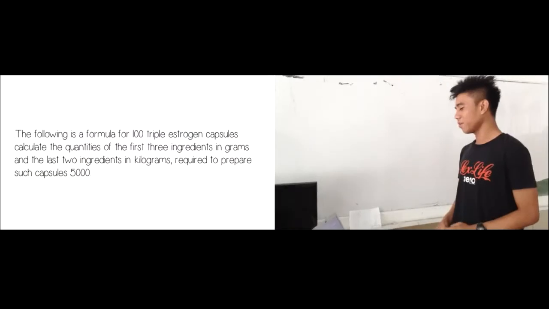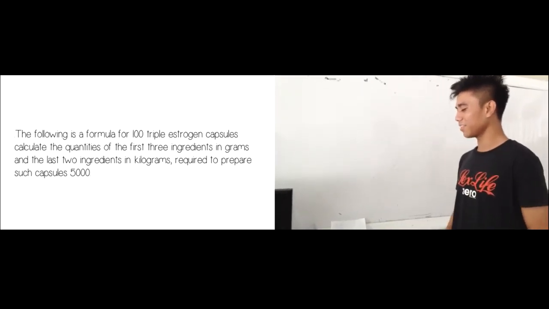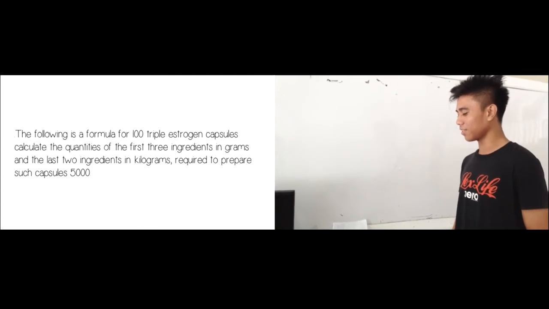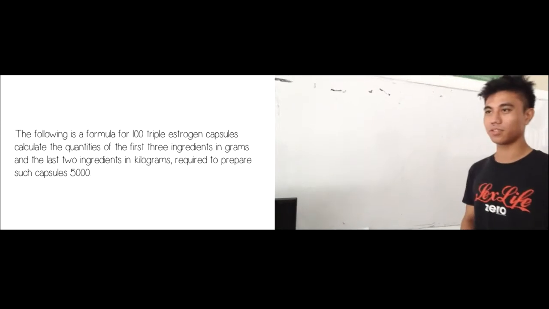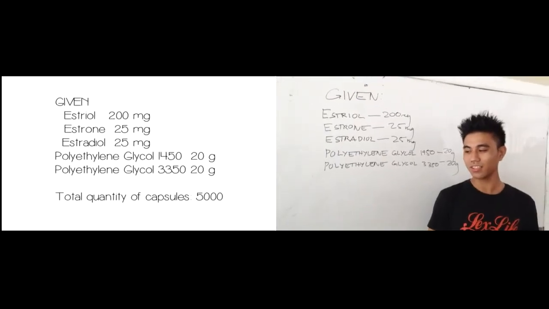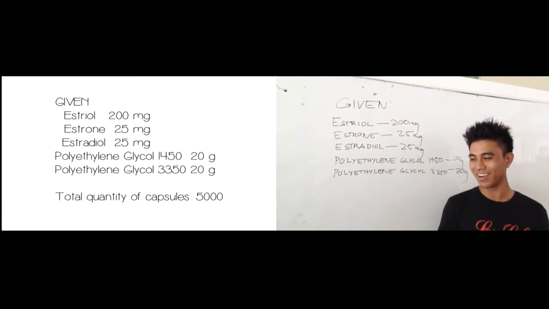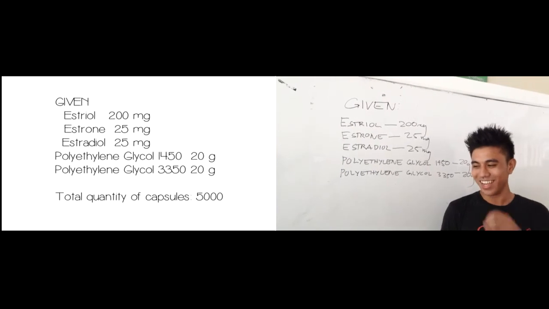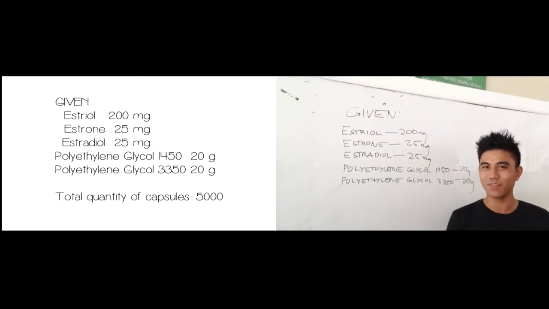I'm Paul Patrick Pataksil. I will solve a problem under the topic enlarging formulas, specifically under solving by factor method. The following is a formula for 100 triple estrogen capsules. Calculate the quantities of the first 3 ingredients in grams and the last 2 ingredients in kilograms, required to prepare 5,000 such capsules. Given are the following: estriol with 200 milligrams, estrone with 25 milligrams, estradiol with 25 milligrams, polyethylene glycol 1450 with 20 grams, polyethylene glycol 3350 with 20 grams.